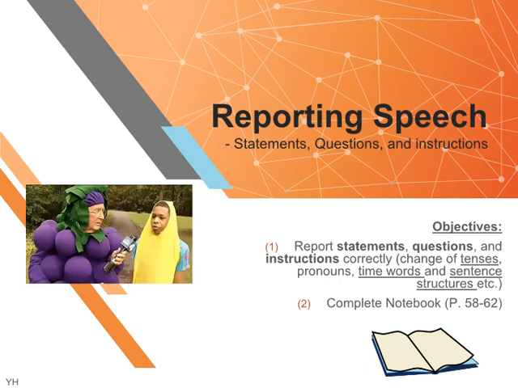At the end of the video, you will be able to report statements, questions, and instructions correctly, which means changing the tenses, pronouns, time words, and sentence structures into the correct form.